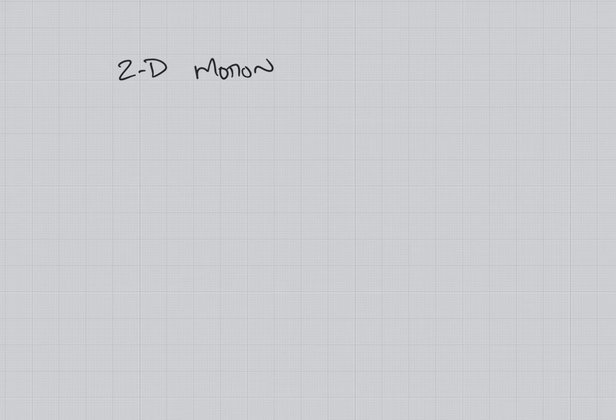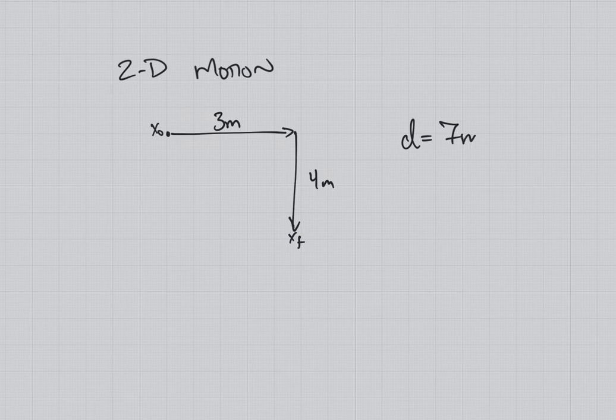Another example of when distance and displacement would be different is anything that's going to be in two directions. If we start here at my initial position, I'm going to walk to the right and I'm going to walk down. Maybe this is 3 meters, this is 4 meters, right? And this is where I end. The distance that I just traveled is simply going to be 7 meters. My displacement, though, would be a straight line from where I started to where I ended. This is going to be my displacement.